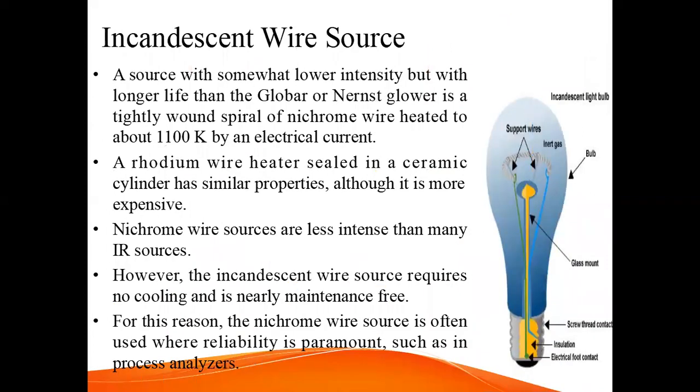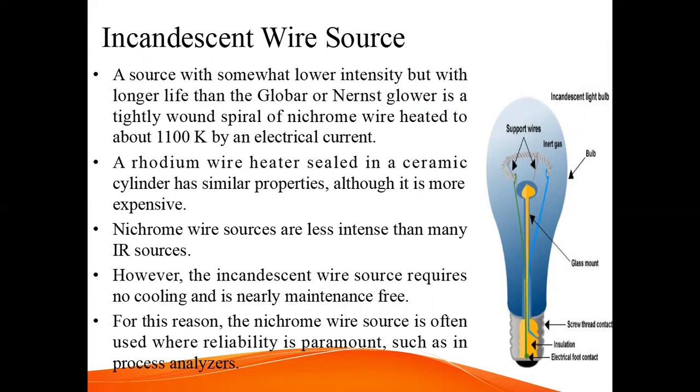Incandescent wire source. A source with somewhat lower intensity but with longer life than the globar or Nernst glower is a tightly wound spiral of nichrome wire heated to about 1100 K by an electrical current. A rhodium wire heater sealed in a ceramic cylinder has similar properties, although it is more expensive. Nichrome wire sources are less intense than many IR sources. However, the incandescent wire source requires no cooling and is nearly maintenance free. For this reason, the nichrome wire source is often used where reliability is paramount, such as in process analyzers.